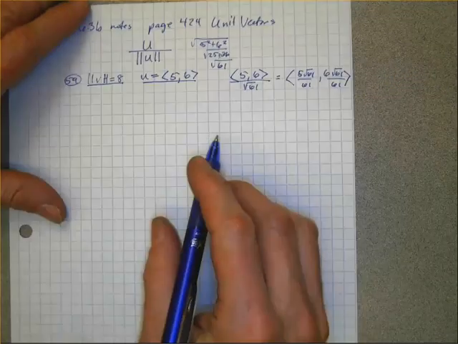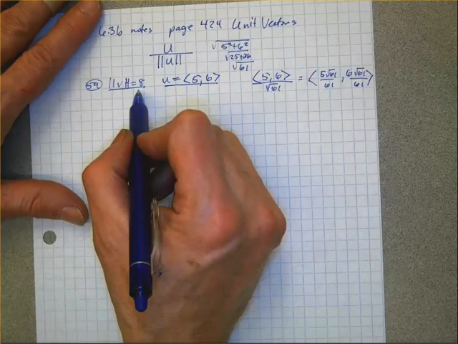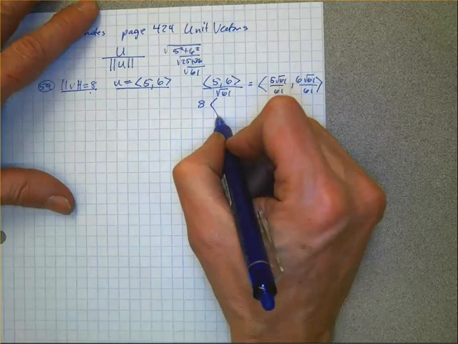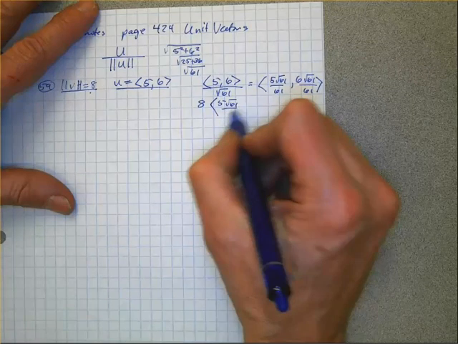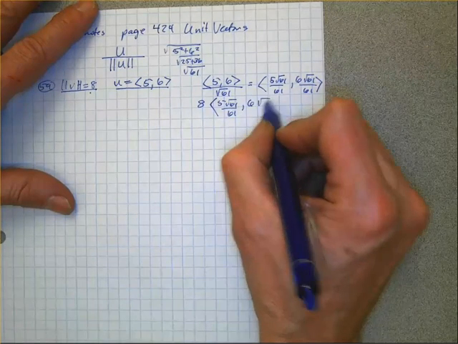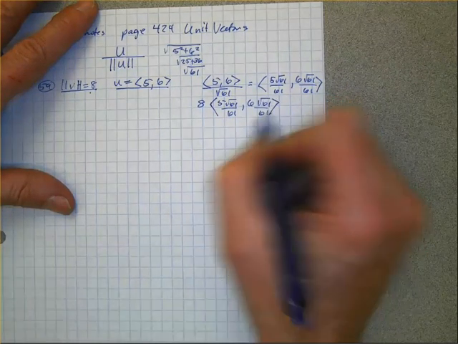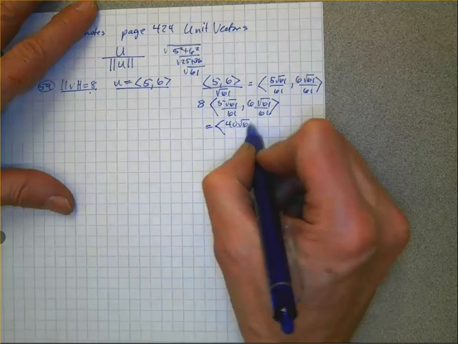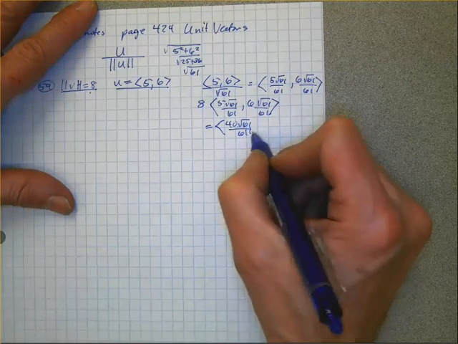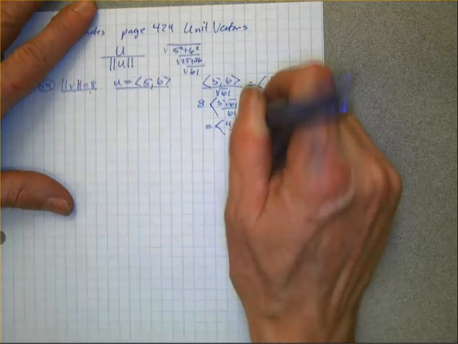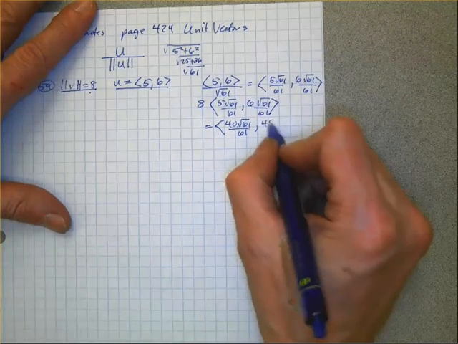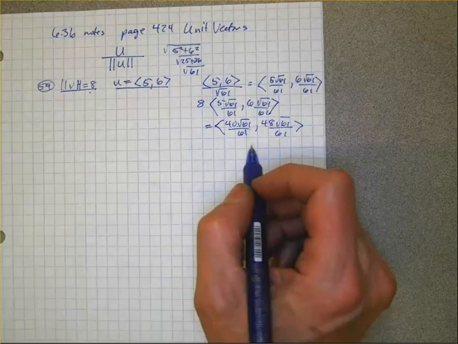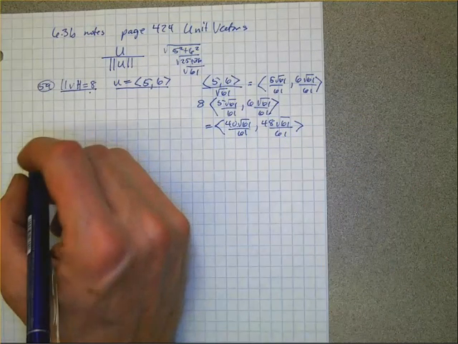Now, my last step is to multiply the whole thing times the magnitude of 8. So that's going to get me 8 times 5 root 61 over 61, 6 root 61 over 61, which will finally get me 40 root 61 over 61, comma 48 root 61 over 61. And I checked it in the book, and that is the correct answer.